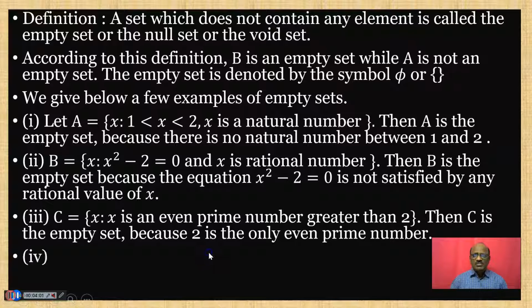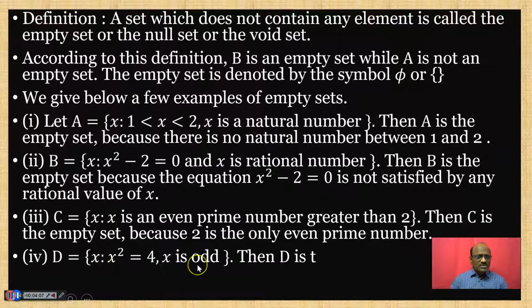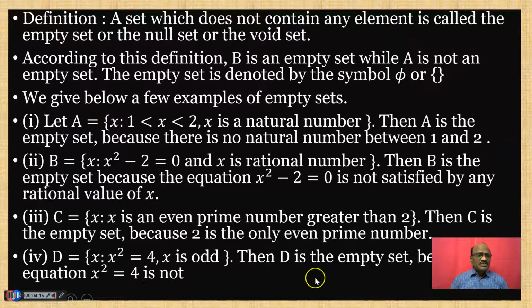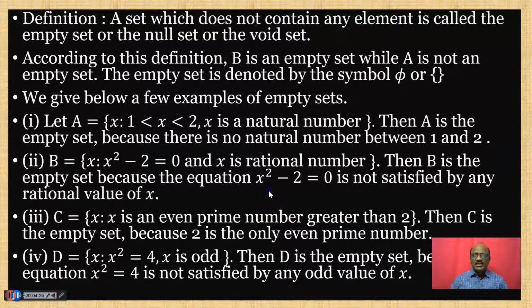Now next is D = {x : x² = 4, x is odd}. Then D is an empty set. There is no odd number whose square is 4. Then D is an empty set because the equation x² = 4 is not satisfied by any odd value of x. Now the next.